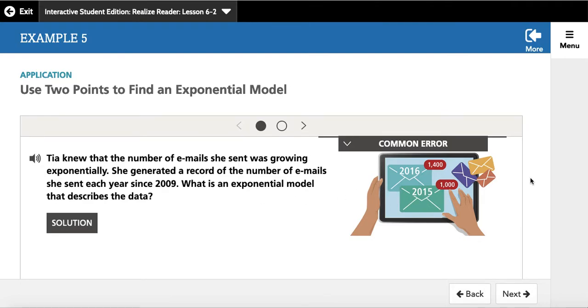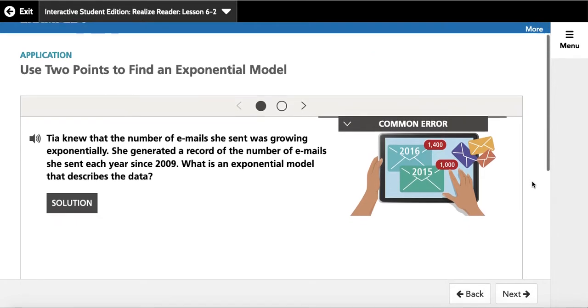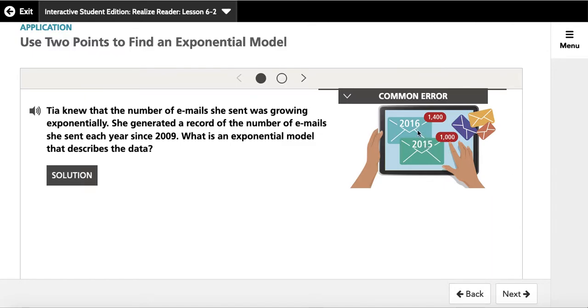They only tell us these numbers for 2015 and 2016. She's been keeping data since 2009. She sent 1,000 emails in 2015 and 1,400 emails in 2016. We're going to use that to come up with an exponential model.